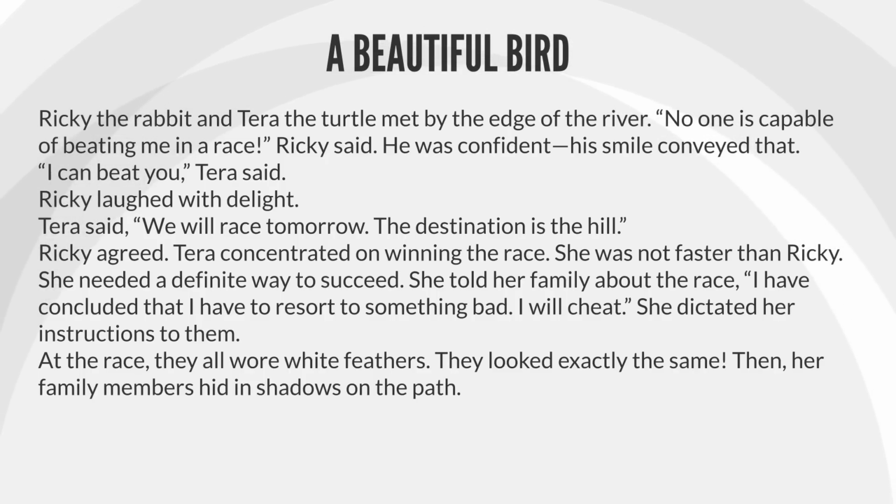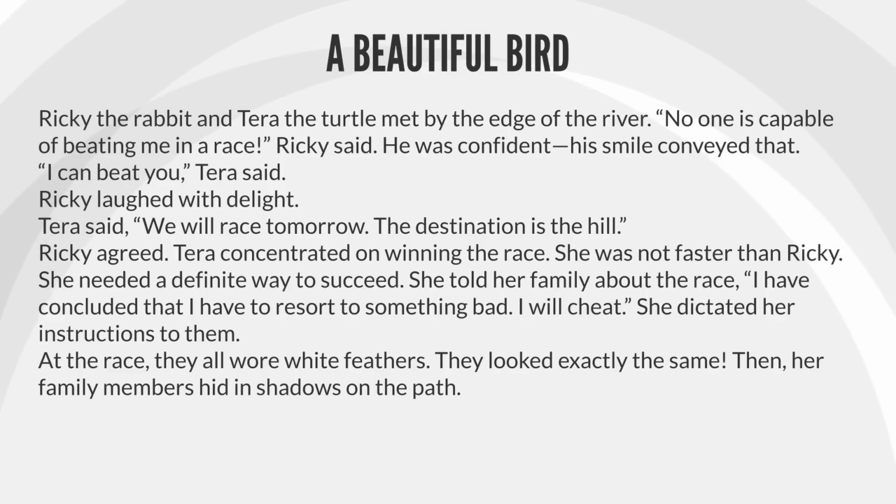The destination is the hill." Ricky agreed. Tara concentrated on winning the race. She was not faster than Ricky. She needed a definite way to succeed. She told her family about the race. "I have concluded that I have to resort to something bad. I will cheat." She dictated her instructions to them.